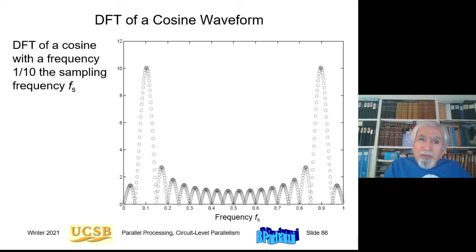So this is the discrete Fourier transform of a cosine waveform.